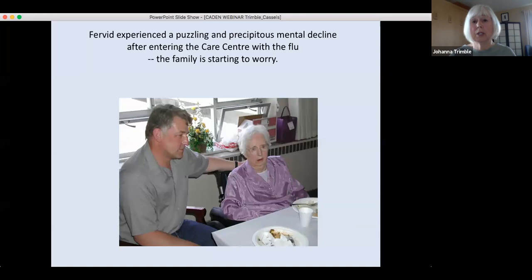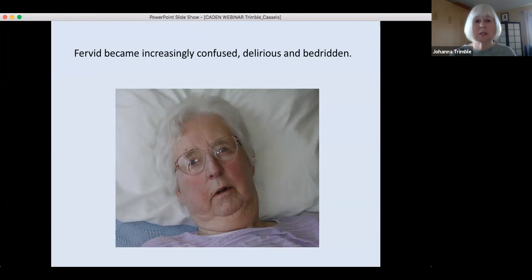She became increasingly confused. At times she was delirious. She was delusional. She was seeing people who weren't there. She was having physical symptoms, and was having to stay in bed most of the time. And we were extremely confused as to why she was having all of these symptoms that didn't make sense to the family at all. Thinking of why she had been in there for a few days of recuperation, it just didn't make any sense to us from what we knew of Fervid and her condition.